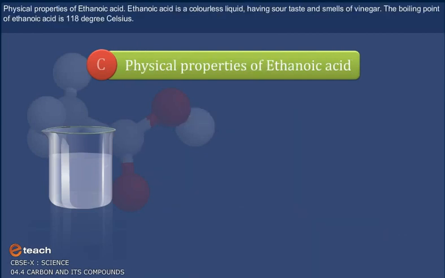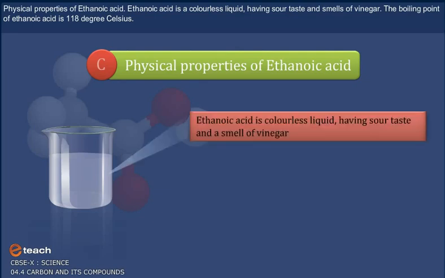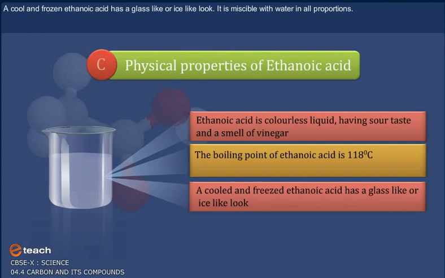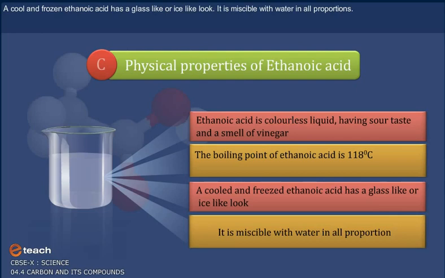Physical properties of ethanoic acid. Ethanoic acid is a colorless liquid having a sour taste and a smell of vinegar. The boiling point of ethanoic acid is 118 degrees Celsius. When cooled and frozen, ethanoic acid has a glass-like or ice-like look. It is miscible with water in all proportions.